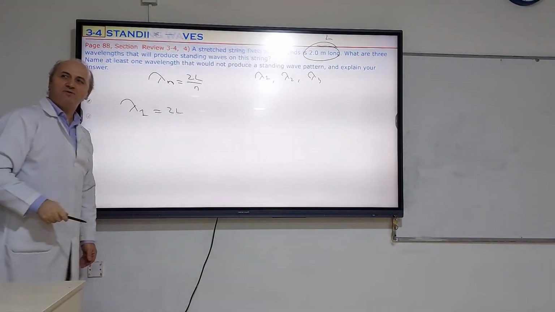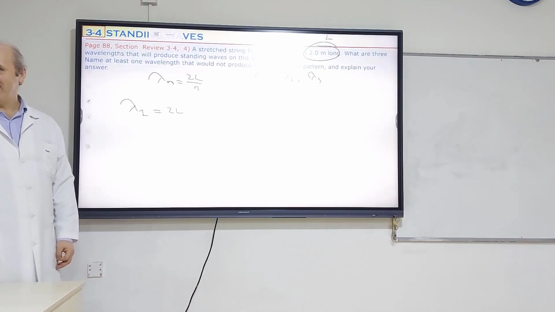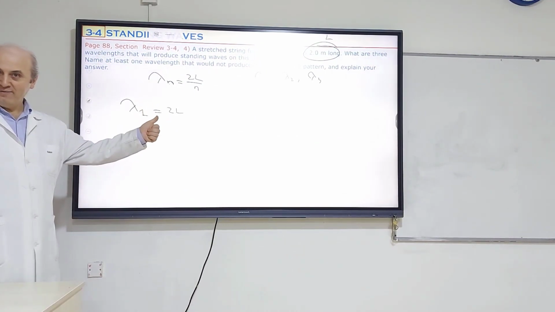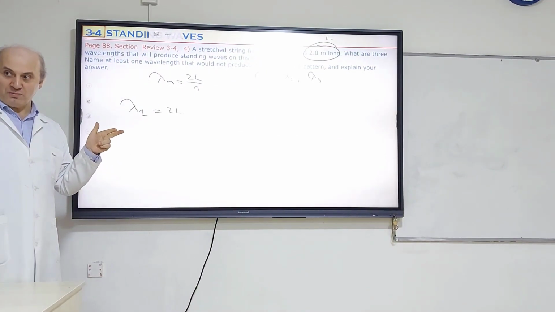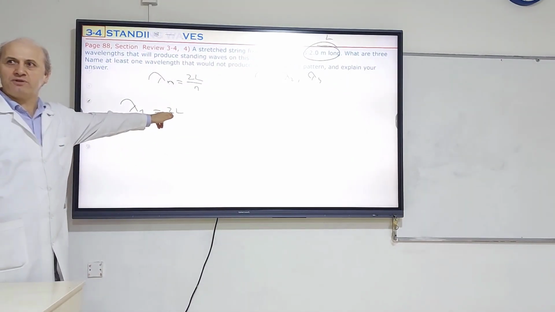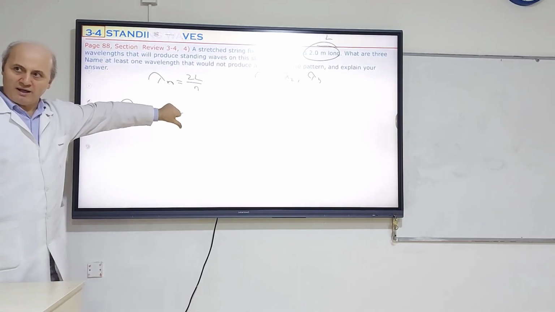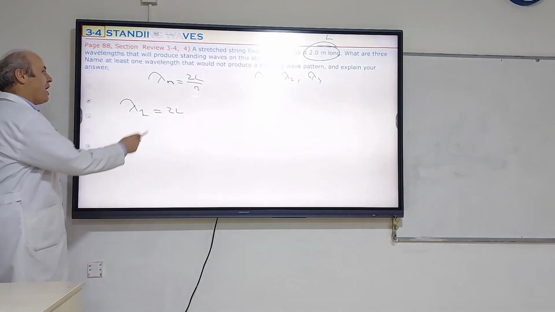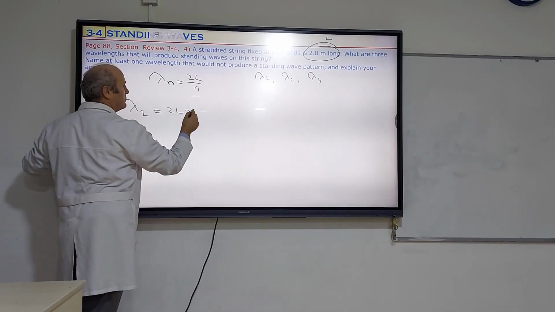Lambda 1. Do you remember this from harmonics? Fundamental wavelength. String instrument fixed at both ends. Fundamental wavelength is 2L. Fundamental frequency, V divided by 2L. We did flip this number. So how much is L given? 2 times 2?